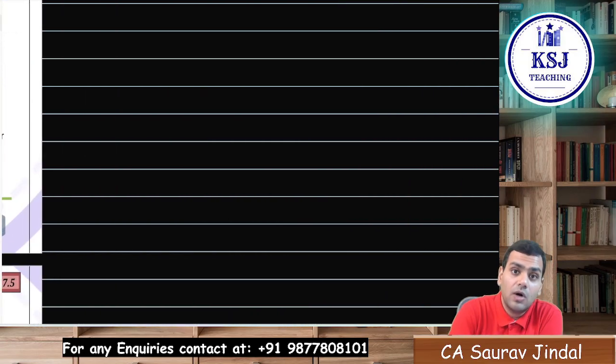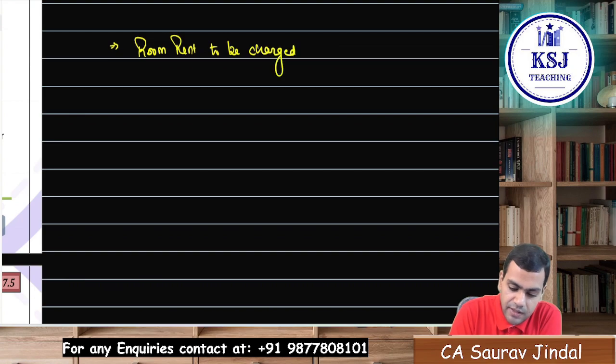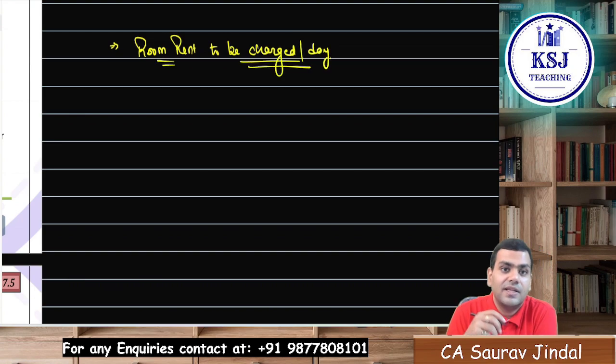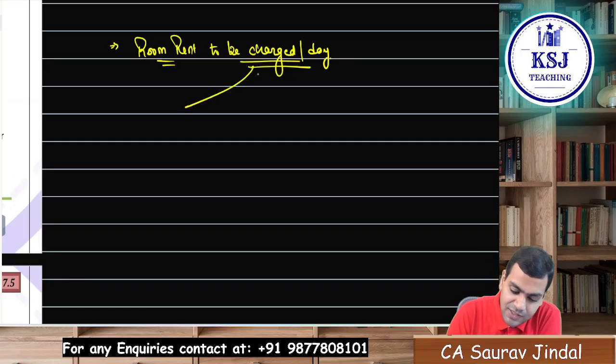I want to know what is the rent to be charged. I want to know the room rent to be charged, right, per day. How will I be able to identify this? Again, I need two things. The one thing that I need is the total cost being incurred here.